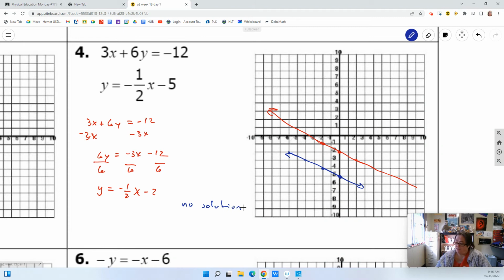Fair enough. I was hoping to find one that had infinite solutions. Oh, I do have one that has infinite solutions. So I'm going to do one more, although I kind of gave it away, right? I already told you that it's going to have infinite solutions. What was that? How did I do that?